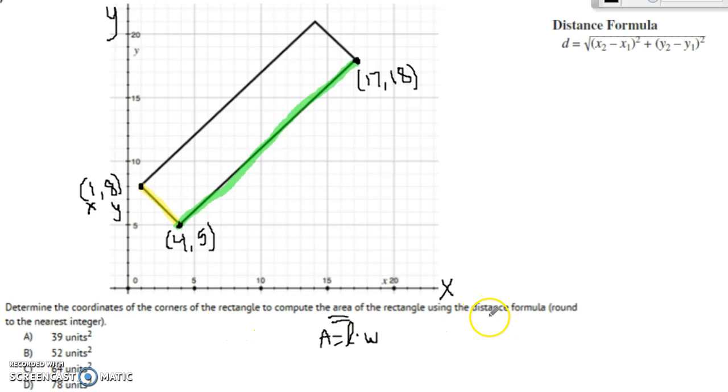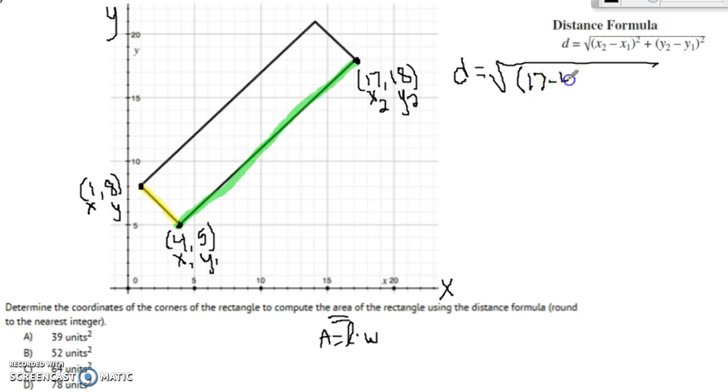And then it says to use the distance formula. So I pulled this straight from the formula sheet. You don't have to have this memorized. So we're going to go ahead and use this to find the distance. I'm going to find the distance of the green line first. So I'm going to let this ordered pair be x1 and y1, and I'm going to let this one be x2 and y2. And then I'm going to plug it in. So my x2 is 17 minus my x1, which is 4. My y2 is 18 minus my y1, which is 5.